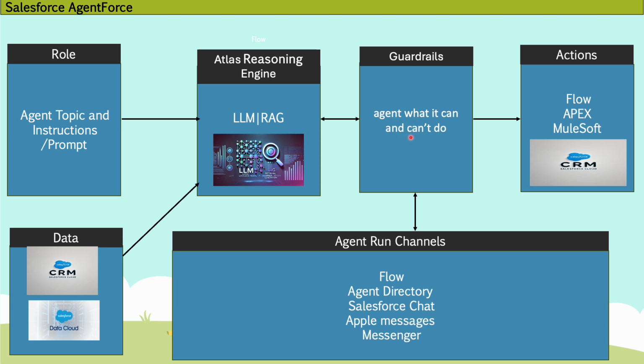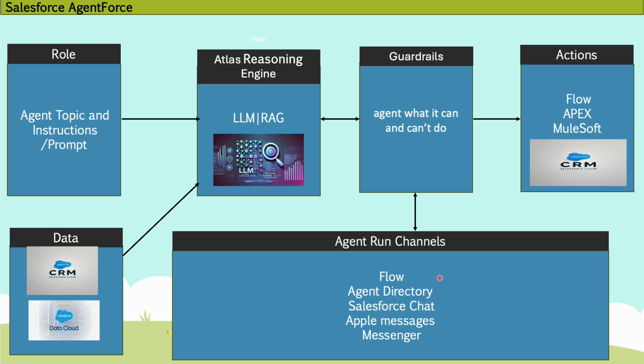Finally, we have the action block. Here we have three options: Flow, Apex, and MuleSoft. Flow is within our CRM boundary. If we want to do some sort of actions outside of Salesforce, you can do it through the Apex and MuleSoft channels as well. Okay, let's quickly start a flow.